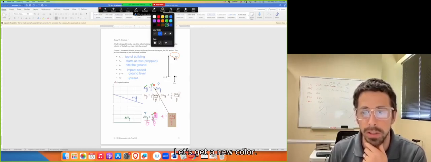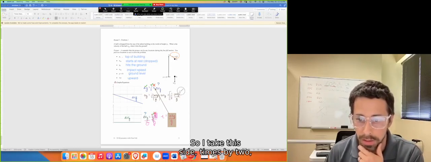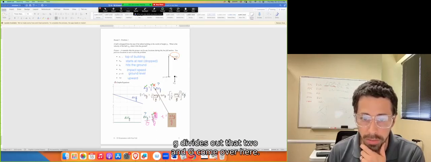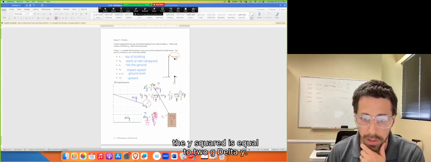So I take this side times by 2 times by g. 2 divides out, g divides out. That 2 and g come over here. So you end up with delta Vy squared is equal to 2g delta y.